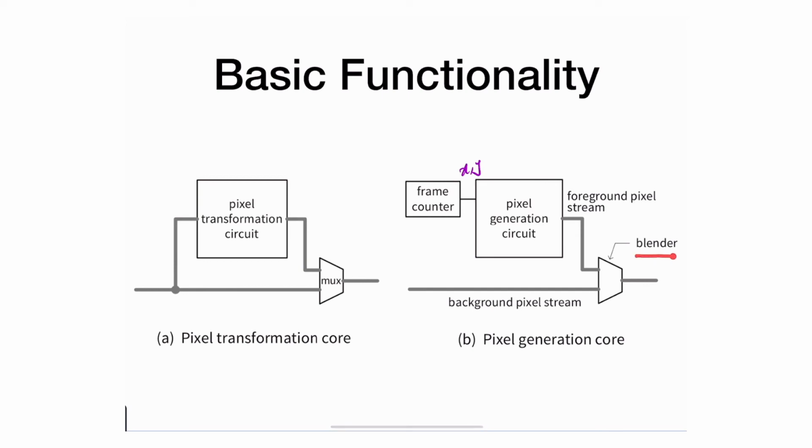All of these blenders that we're about to design will also give you the option to bypass the whole pixel generation circuit. So basically you can just take the background image and output it continuously, ignoring that. So let's take a look at how the blenders are actually working and how to build some.